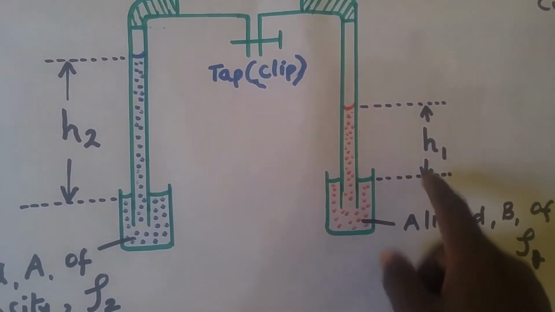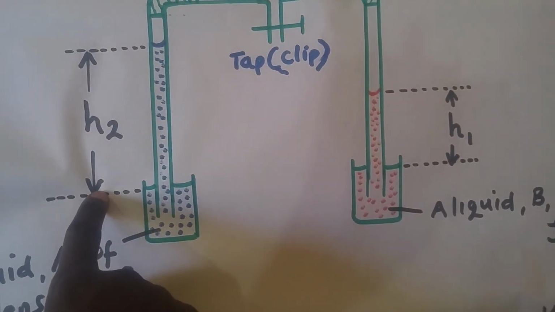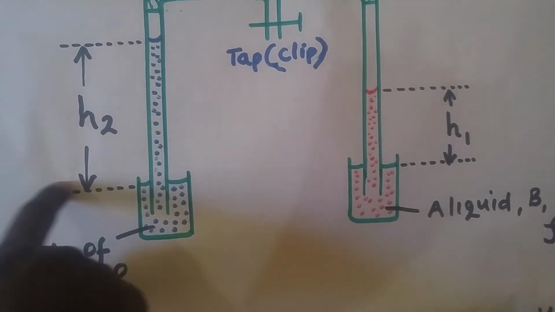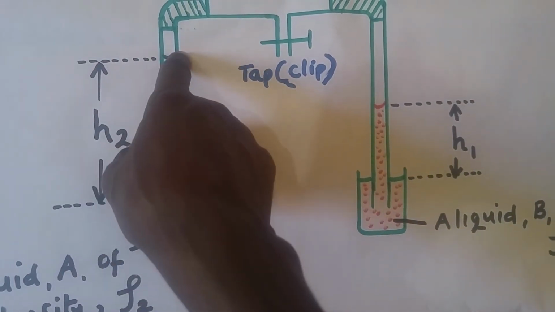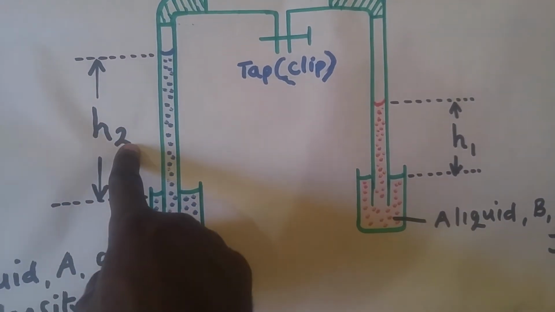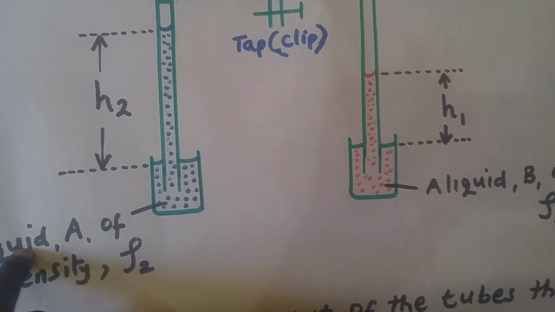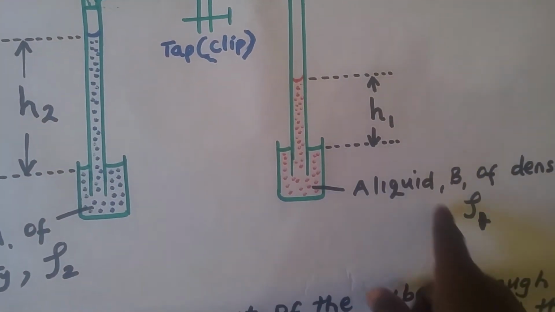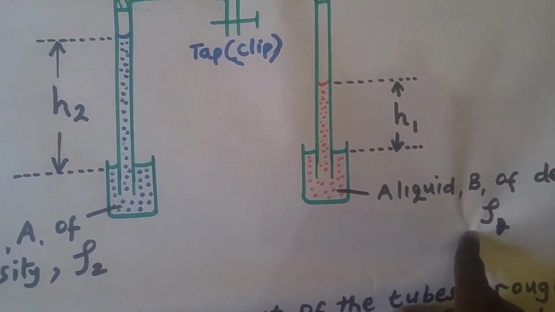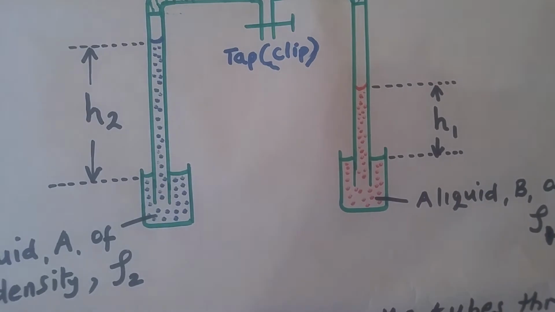B. So this one we can call height 1, and this is height 2. The height is measured from the top of the liquid in the container up to where the liquid stops. So that is the height. So this will be height 2 because this is of density 2. This is a liquid of density 2. So this one we can also call height 1 because it has density 1. So you could use this information to compare the densities.